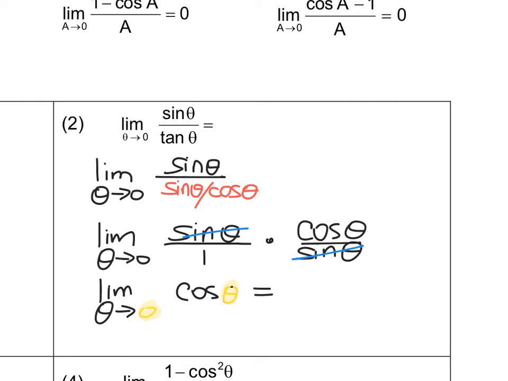Ah, that's my big bugaboo here. I got to remember to put it back to regular marker. Cosine of 0. Now the big question. What is the cosine of 0? All right.